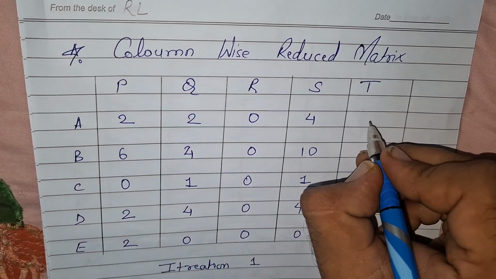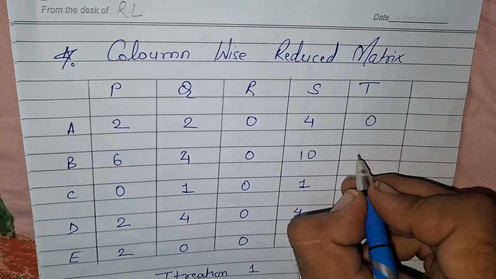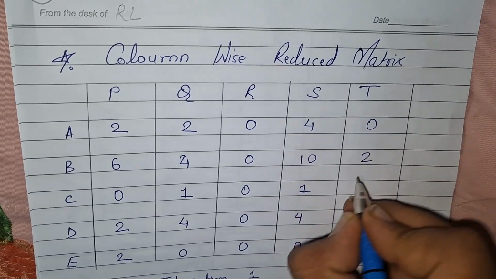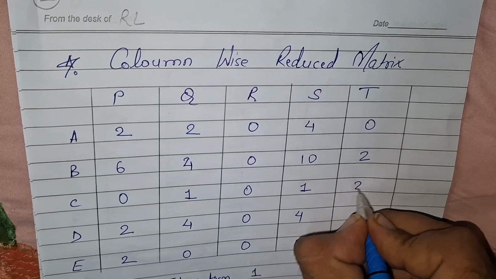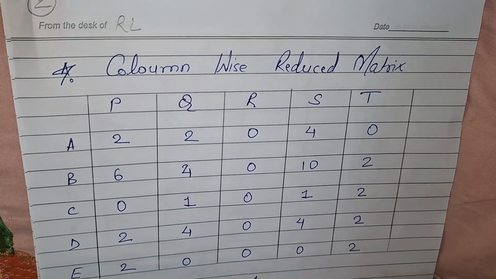Same way here, the minimum element was 10. So 10 minus 10 would give me 0. 12 minus 10 would give me 2. Same way, 12 minus 10 would give me 2. 12 minus 10 would give me 2. And 12 minus 10 would give me 2.